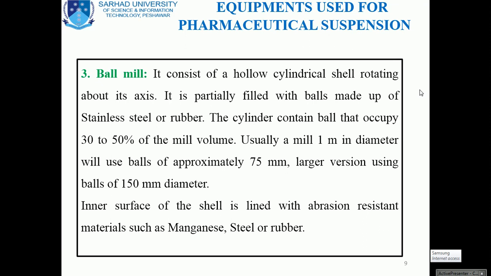In usual cases, a ball mill that is 1 meter in diameter will use balls of approximately 75 millimeter. The size of the ball will be 75 millimeter, and the diameter of the mill is 1 meter. In the larger version, balls of 150 millimeter diameter are used.